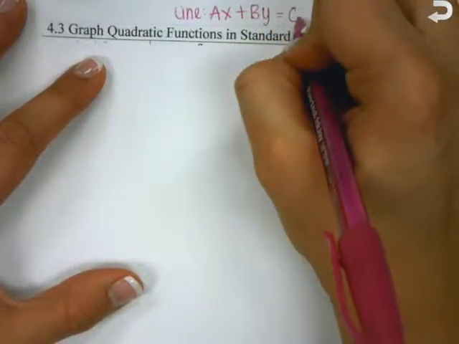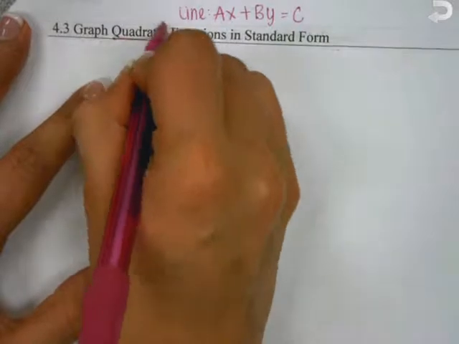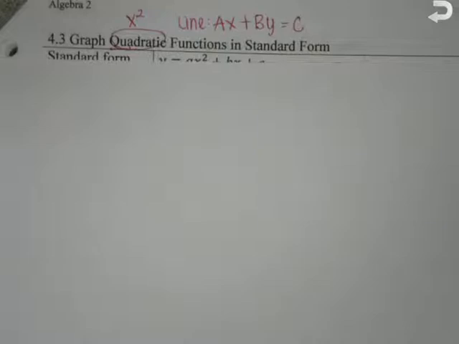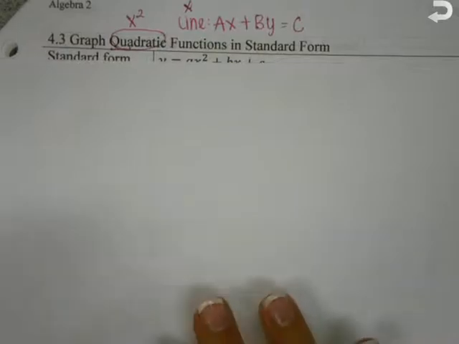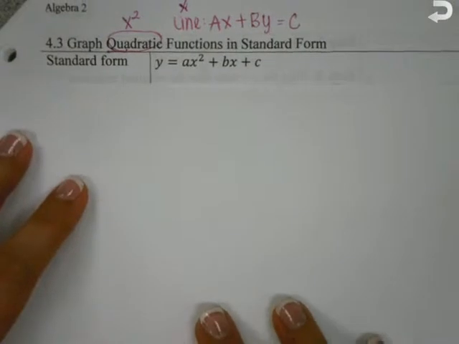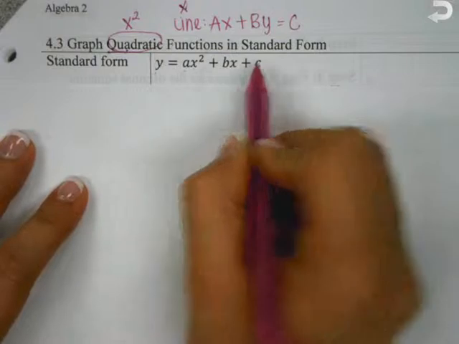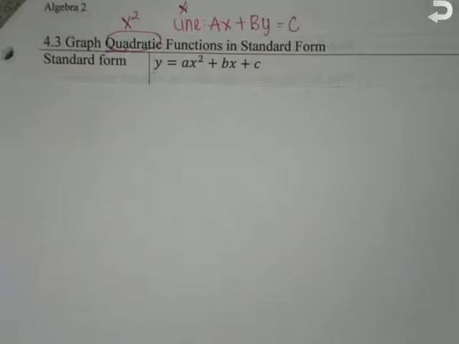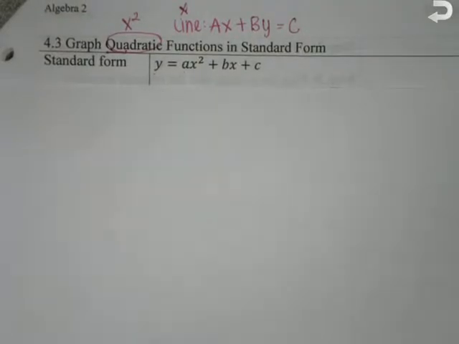So standard form of a quadratic, and quadratic means that there's an x squared in the expression. So quadratic is when we have an x squared. A line is when there's just an x. Standard form for a quadratic looks very similar: y = ax² + bx + c. So that's what standard form looks like. There's going to be a way of graphing when your equation looks like this, and when it's in a different form, which we will learn about in a couple days.